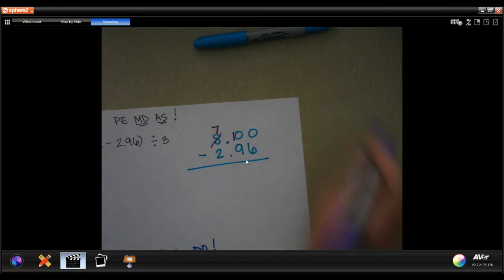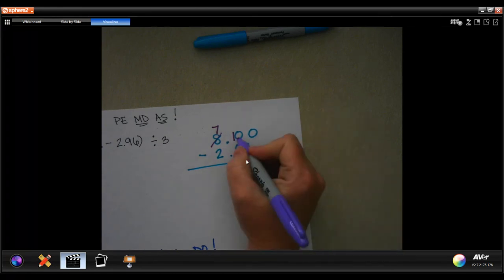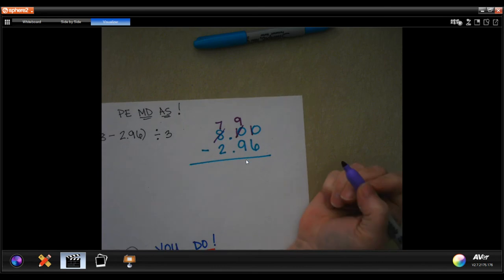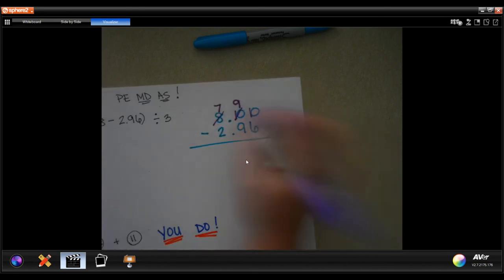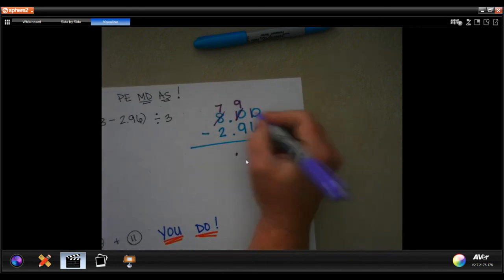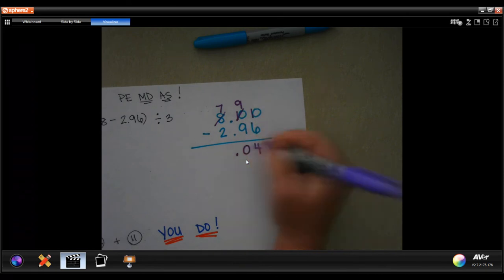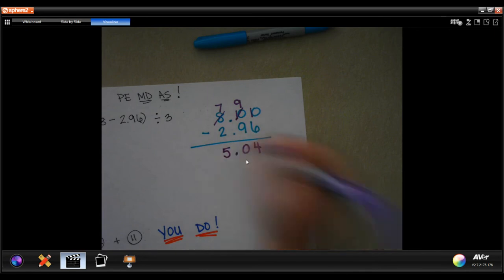Now I can borrow from this one to make this one a 10, but I'm borrowing 1, which makes that one a 9. Adding and subtracting with decimals, I'm going to drop that straight down. 10 minus 6 is 4. 9 minus 9 is 0. And 7 minus 2 is 5.